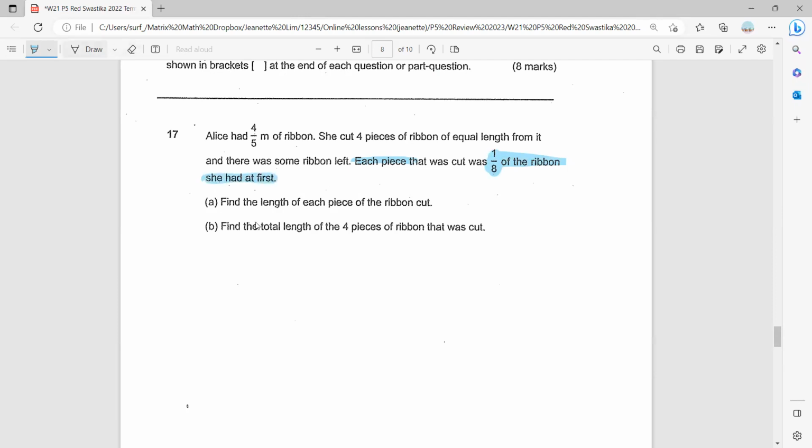What did she have at first? She had 4/5 meters. So what is 1/8 of that? 1/8 of 4/5 will be 1/8 times 4/5 meters. Okay, so this will be the length of each piece. Can do this. So divide by 4 is 2, divide by 4 is 1. So 1/10 meters. This is one piece.